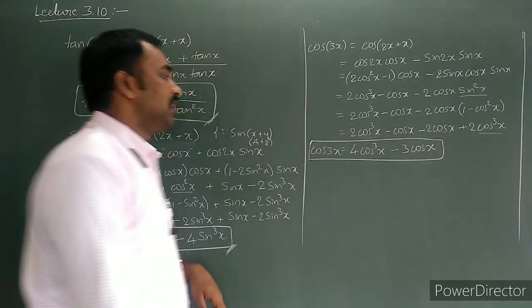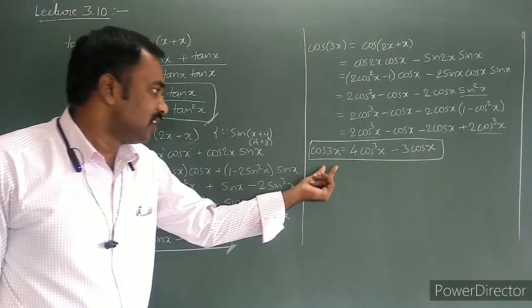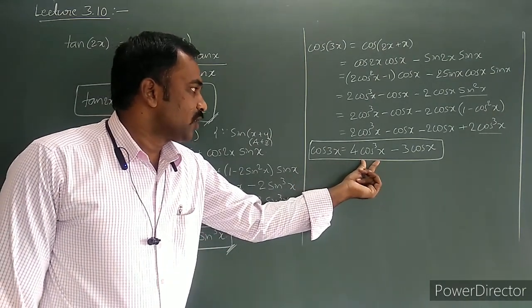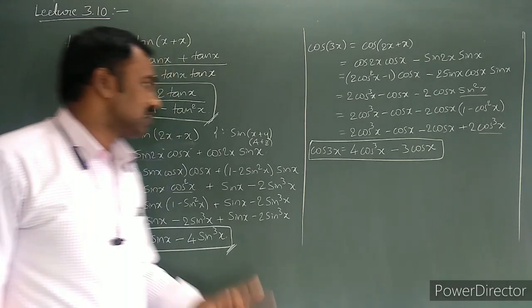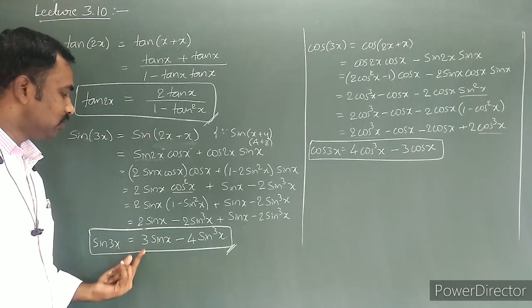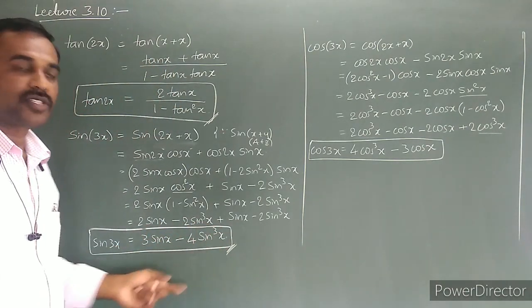Now this is the value of cos 3x. Observe that cos 3x is equal to 4 cos cube x minus 3 cos x. Here sin 3x is equal to 3 sin x minus 4 sin cube x.